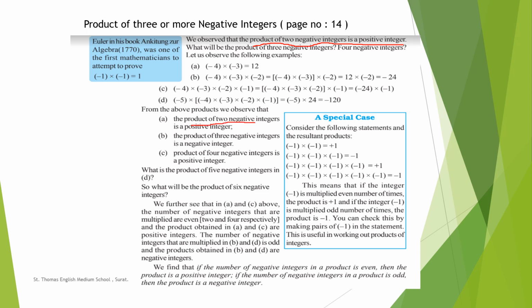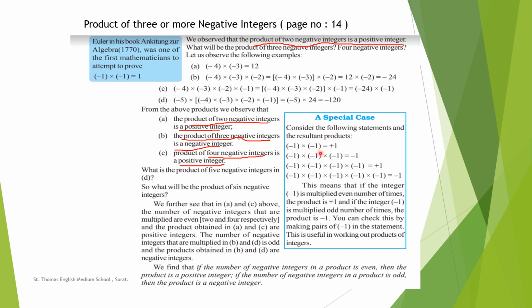the product of two negative integers is a positive integer, and the product of three negative integers is a negative integer, and the product of four negative integers is a positive integer. You just underline it in your textbook and you have to learn it by heart. So what is the meaning of this? See here, a special case is written here, that is, consider the following statements and the resultant products.